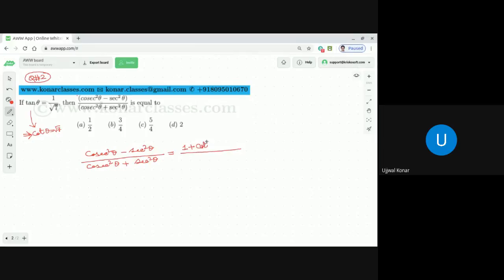1 plus cot square theta, and sec square theta is 1 plus tan square theta, so minus sec square theta is minus 1 minus tan square theta. And here also you get 1 plus cot square theta plus 1 plus tan square theta. Now we apply the value of tan theta as 1/√7 and cot theta as √7, and you simplify the value, you will get 3/4, and eventually you get the correct option as B. Good.